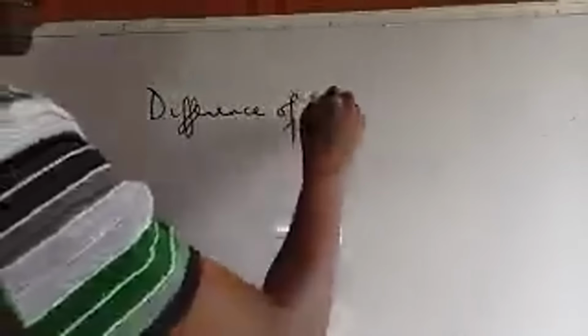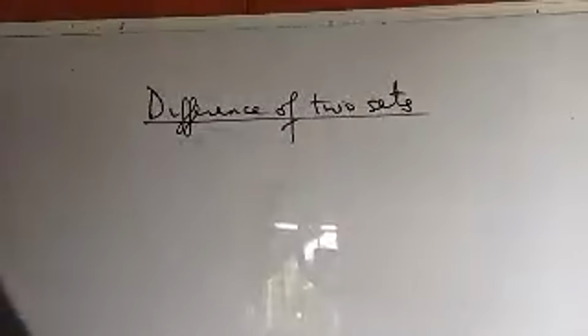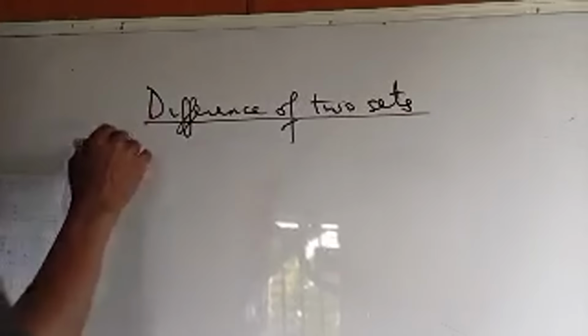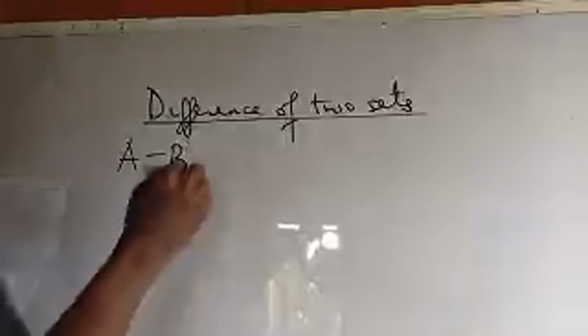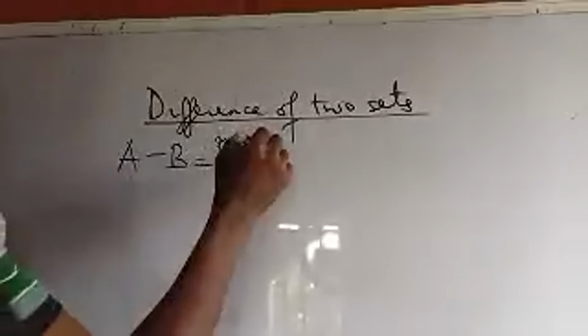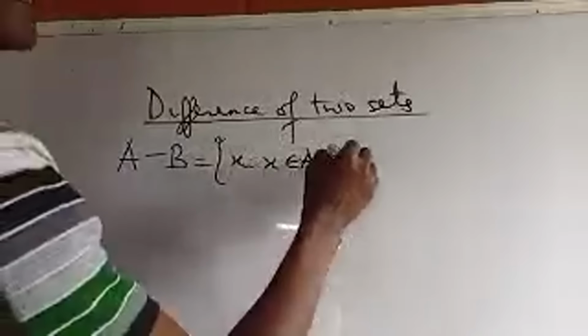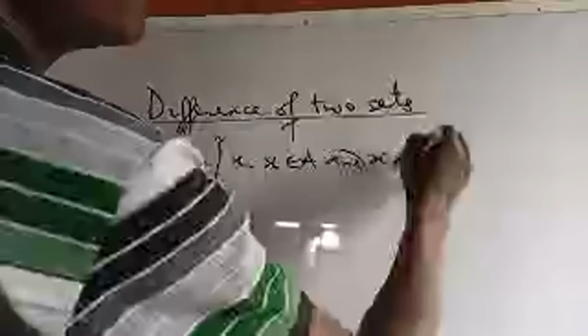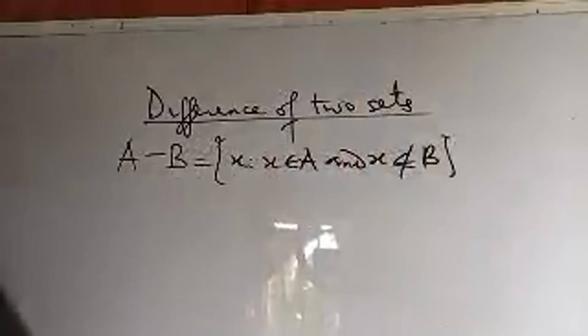Now let's look at the difference of two sets. Set differences. What do we mean by difference of two sets? This is a very interesting area that you need to understand as well. Let me write A minus B. This simply means the set of elements x such that x is in A and x is not in B. That is the meaning of A difference B.